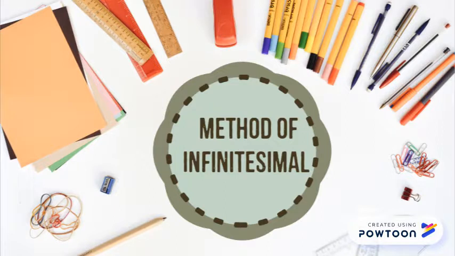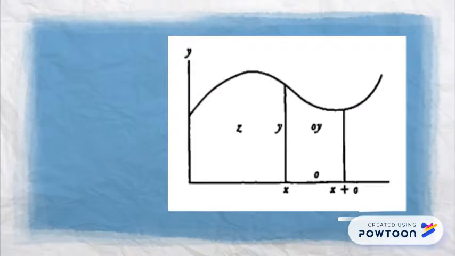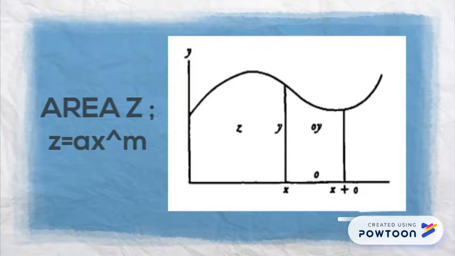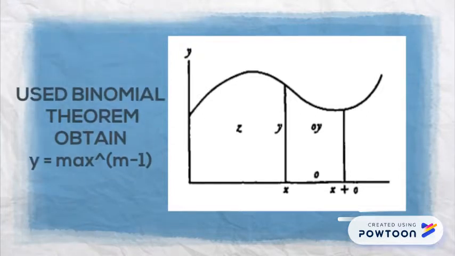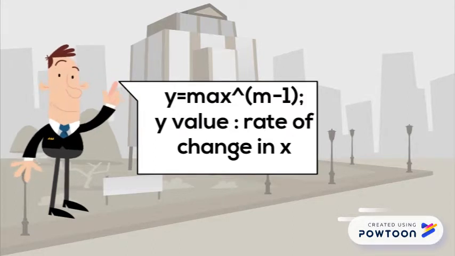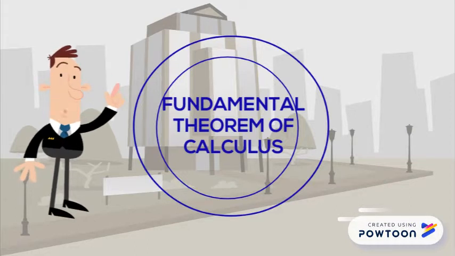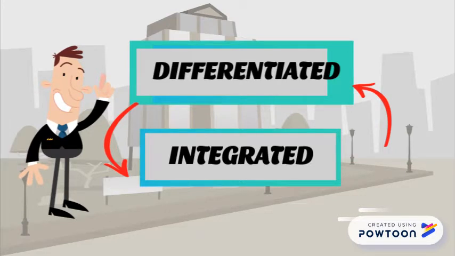He used the methods of infinitesimals, or equations with an infinite number of roots. For example, there is a curve with area z in which the infinitesimal increase in x is denoted by o. Hence, the area bounded by the curve would be this equation. Then Newton used the binomial theorem to solve and obtain y equal to mx to the power of m minus 1. This y value of the curve is actually the rate of change in x, and according to Klein, we call this the fundamental theorem of calculus, in which the area of the curve can be attained by reversing differentiation.